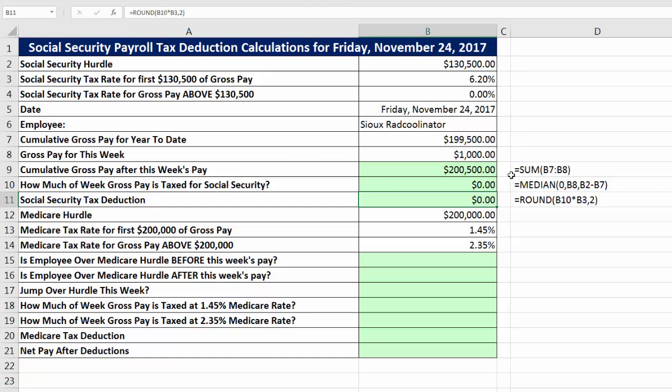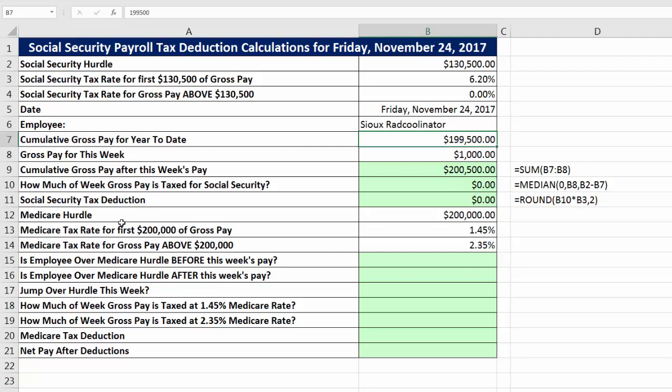Now, for Social Security, we don't have to worry about the second tax rate because it's 0. Down here, we'll see how to slightly amend this calculation. But for us now, this will work. I'm going to put 129,000. And sure enough, the formula median got exactly the correct total gross pay and calculated the tax amount. If we jump over the hurdle, it got it right. And if we go back to 199,500, we get zeros all the way around.